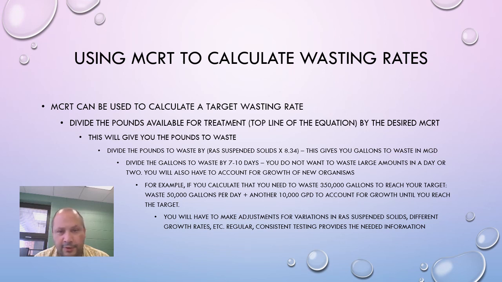So if we knew that we needed to waste an additional 72,000 gallons out of the system, and let's say we wanted to do that over 7 days, we might increase our wasting rate by 10,000 gallons a day, and hopefully at the end of the week, we would be close to our desired MCRT. So that's a practical way that we use this formula for everyday operation at our plant. Picking a target MCRT and then calculating the amount of gallons that we would have to waste out of the system, and coming up with an adjustment to our wasting rate to get to where we want to be.